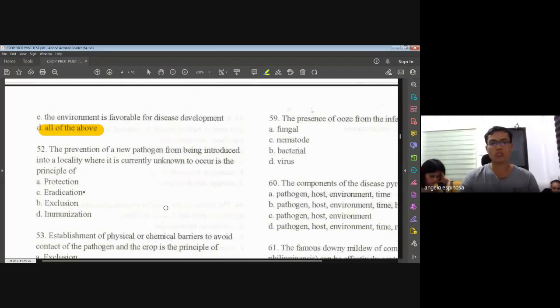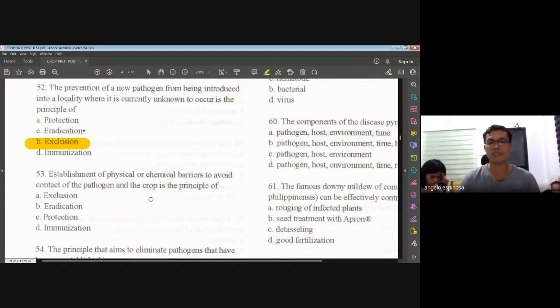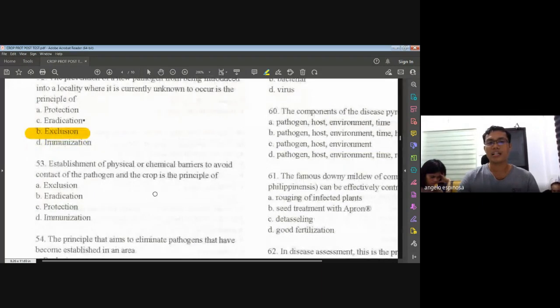Number 52, the prevention of a new pathogen from being introduced into a locality where it is currently unknown to occur is the principle of exclusion. Because it is not yet known there, not yet registered there. You exclude it, you remove it. Those who were not invited to a birthday party, you send them away, that is exclusion.